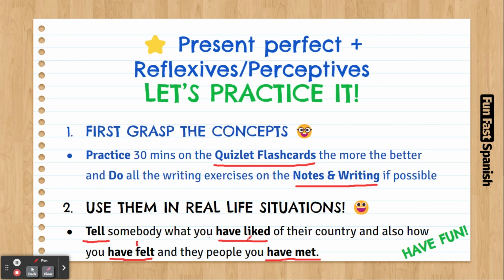So here you can use one reflexive, two reflexives, plus one perceptive. So yes, you can practice all of them. Talk about how you like their country and how you felt, people you met, and what you have liked. And that will be it.